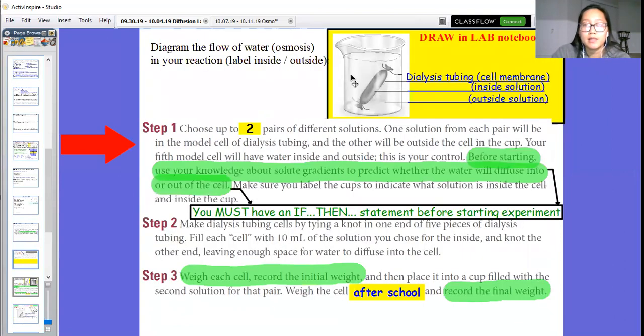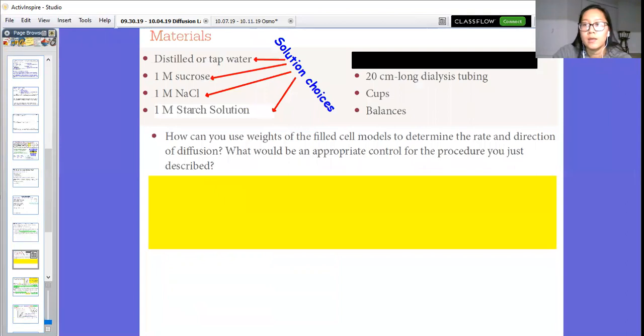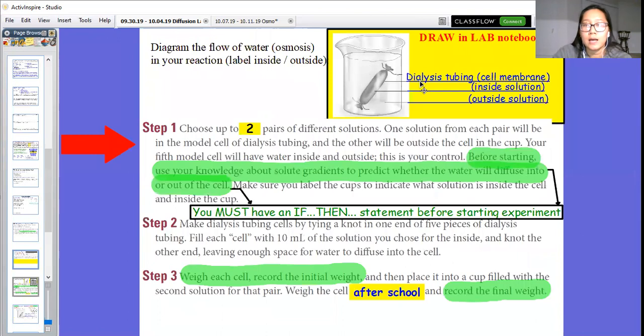And so we're going to be setting up like this. For example, we'll have an inside solution, which is going to be one of these 4, an outside solution, which is going to be another one of these 4, and then we're going to have dialysis tubing that's holding them separate, and dialysis tubing acts like a cell membrane. Okay, so we're going to be doing 2 separate ones as a comparison to each other.